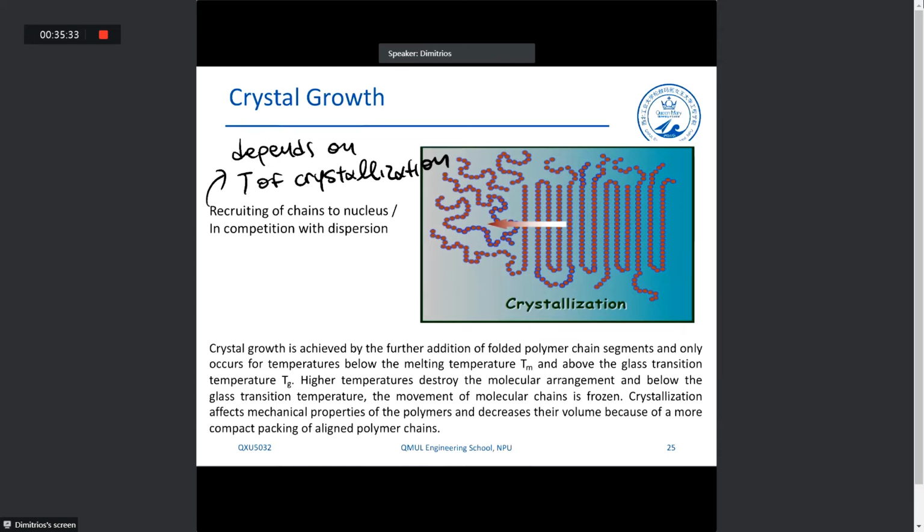So, if it depends on the temperature of crystallization, what is the temperature at which crystal growth takes place? Okay, and generally, crystal growth takes place between the glass transition and the melting point. Okay, it takes place for temperatures below the melting point and above the glass transition temperature. So we have the glass transition that is a lower temperature than the temperature of crystal growth or crystallization, essentially. It's lower than the melting temperature.